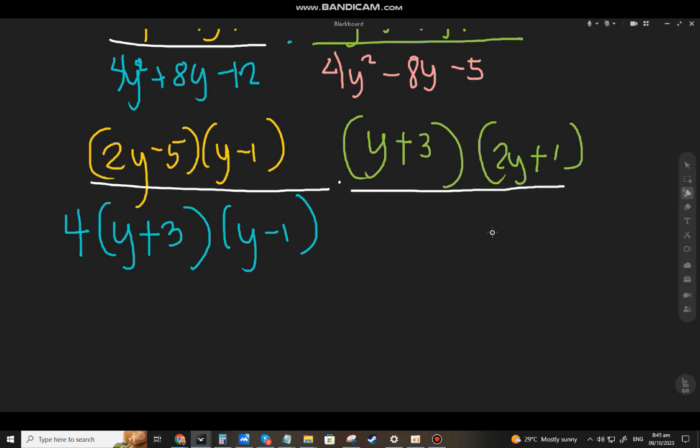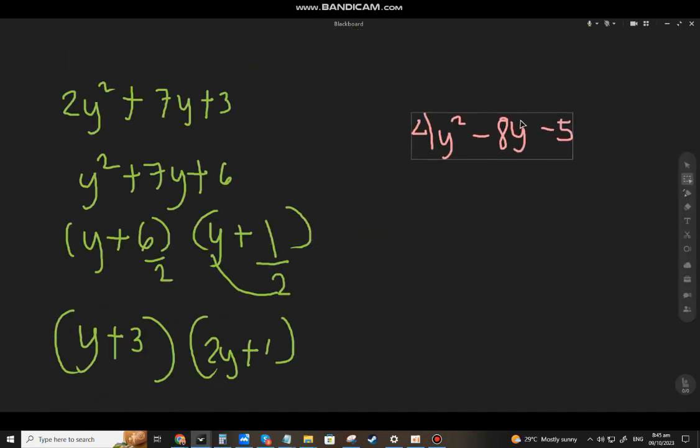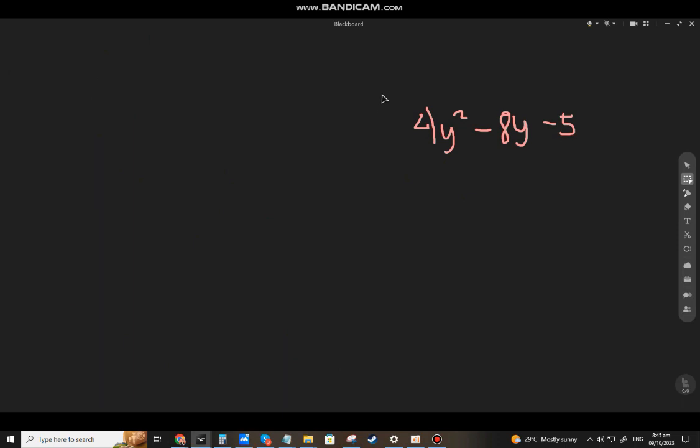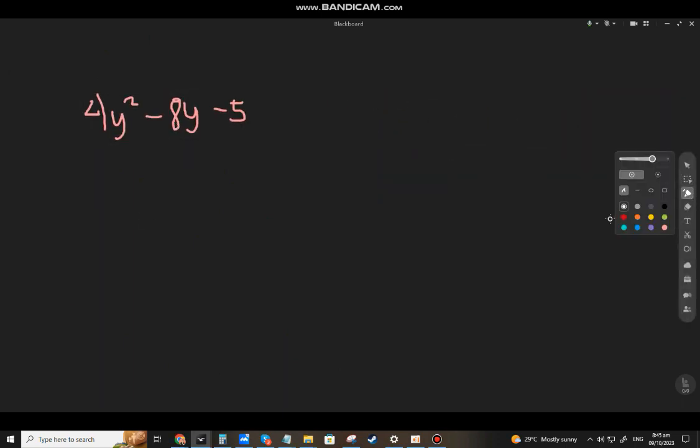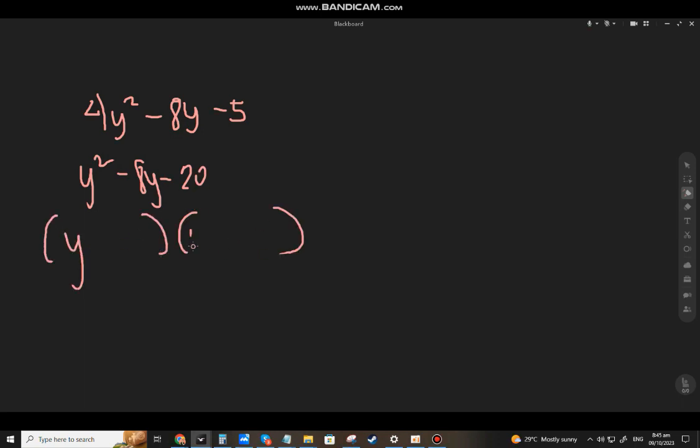And alright, 4y squared minus 8y minus 5, they don't have a GCF. So we're going to do the slide and divide technique, or whatever you can call it. So that will be y squared minus 8y minus 20. Factor that one. That will be 20, 10 and 2. Negative 10 times positive 2 is negative 20. Negative 10 plus 2 is negative 8. So remember the thing that you slid, that will be 4. You put it here.